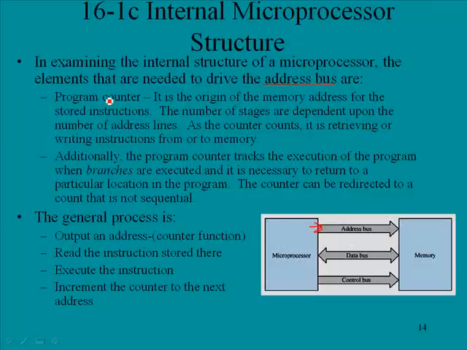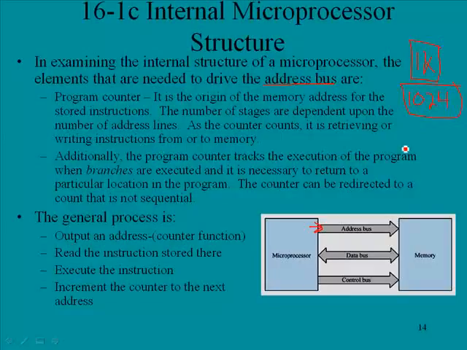And what is needed to drive the address bus? Well, first of all, we need a program counter. It is the origin of the memory address for the stored instructions. The number of stages are dependent upon the number of address lines. So in this case, if we had the 1K of memory that we had previously discussed, then this counter would have to be able to count up to 1024 to adequately address all of the addresses that are in this particular memory.